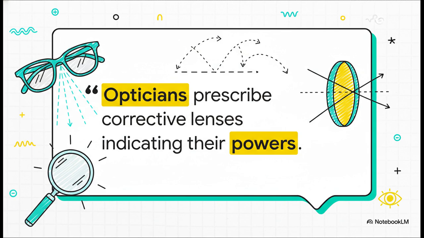And this is the moment it all connects directly to your life. When an optician writes out a prescription for glasses, that number they write down isn't just some random value. It is the power of the lens, measured in diopters. It's a direct application of the physics we've just been talking about.